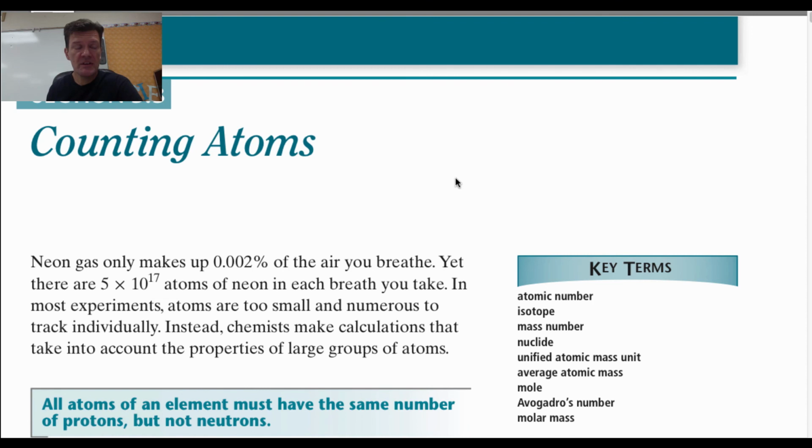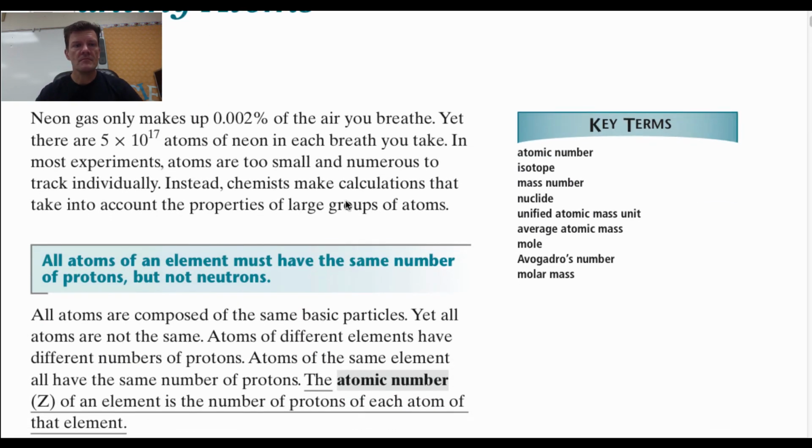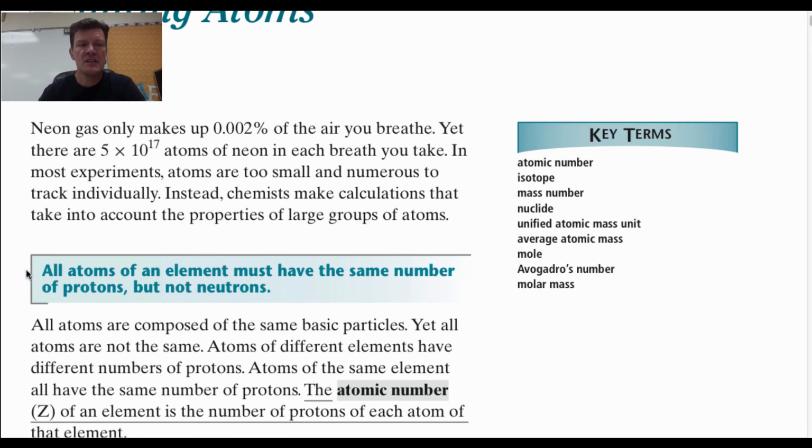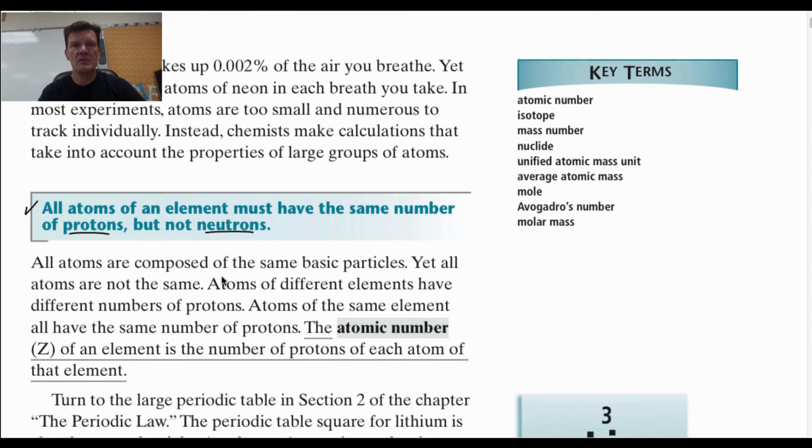All right, ladies and gentlemen, in 3.3 we're going to talk about how we're going to bundle atoms so that we can count them very easily. All right, I'm going to try to make this as straightforward as possible. Now, let's look at some of the key points here. All atoms of an element must have the same number of protons, but not the same number of neutrons. We'll talk about these subatomic particles and why they're important.